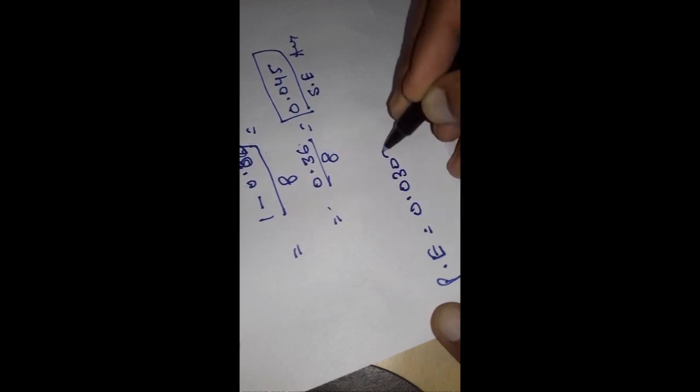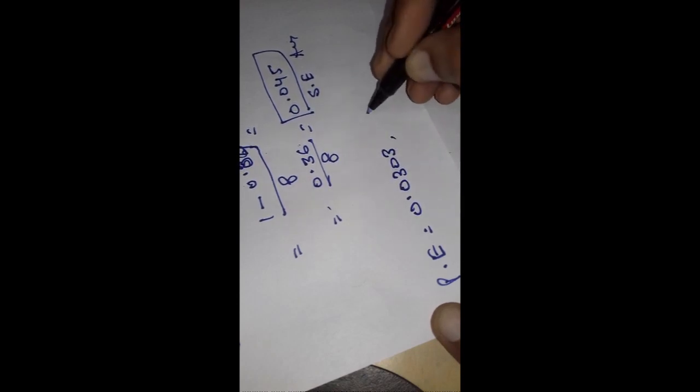Let's sum up. Probable error equals 0.0303 and standard error equals 0.045. Thank you.